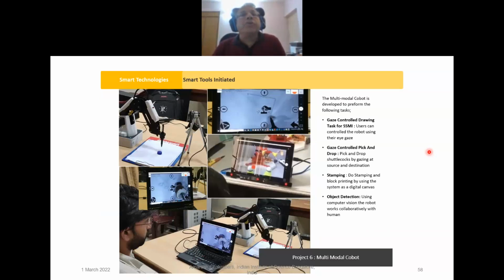This is a multimodal robot. It can be instructed by eye gaze or by hand waving and so on, and it will go and do the stuff that you want it to do. So this is already patented.